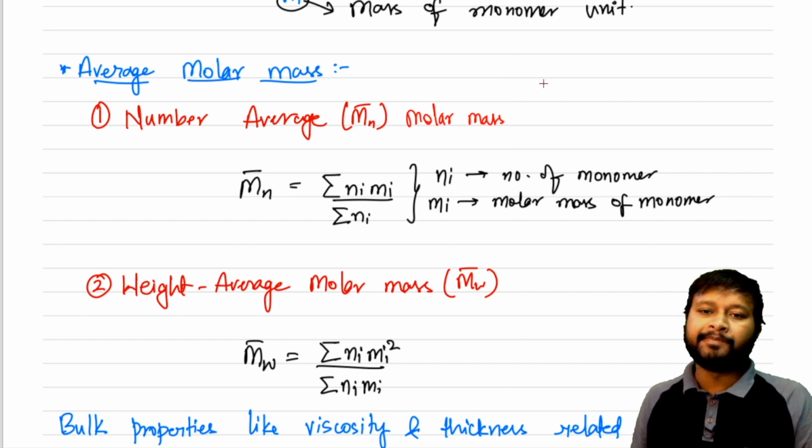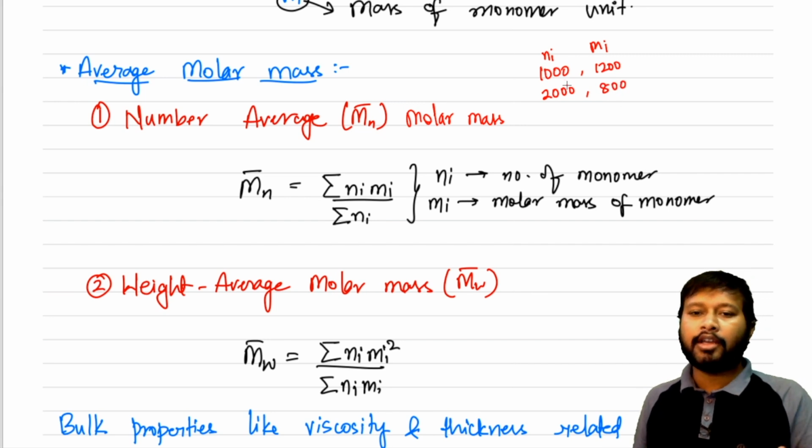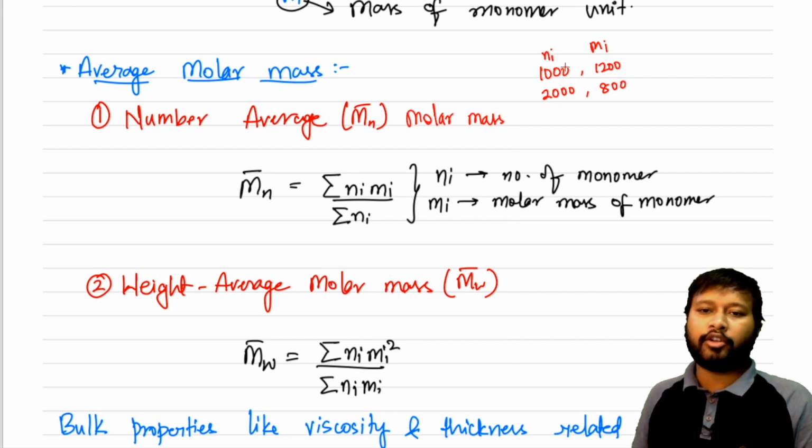Okay, so they are going to give you, let's say, that there are 1,000 monomeric units having molecular mass of, let's say, 1200 grams or something. So this is the mass they will give and this is the number which they will give, and there is one more monomer of, let's say, 2000 units of mass, let's say 800 grams. They are mixed to make a particular polymer, so they will ask you what is the number average molecular mass. So how to solve this? In the same formula you have to just put it like this.